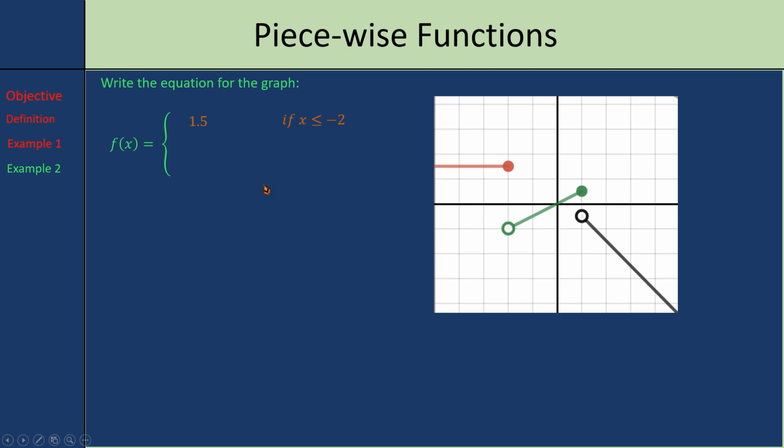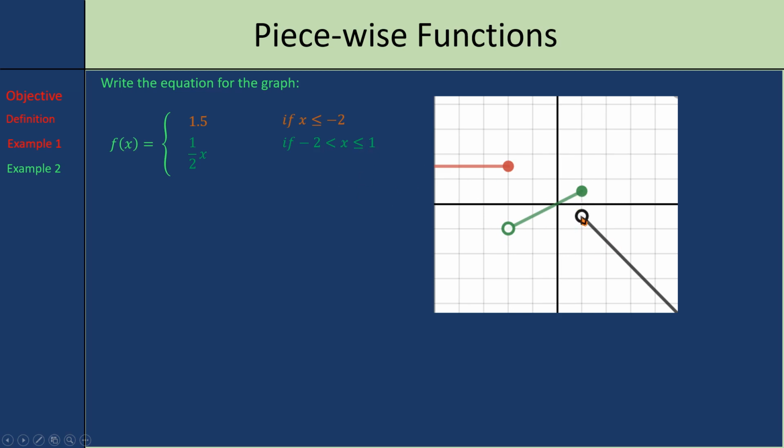Then I go to the next one. The equation looks like it's 1/2 x because the slope is 1/2. So it's just 1/2 x. And then the domain is between -2 and 1. Right there. Okay, open dot means no equal sign. Closed dot means equal sign.